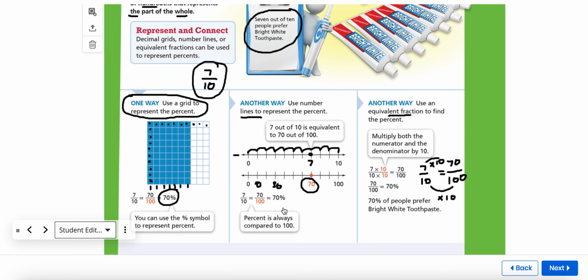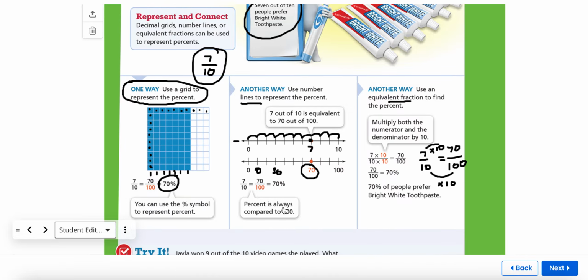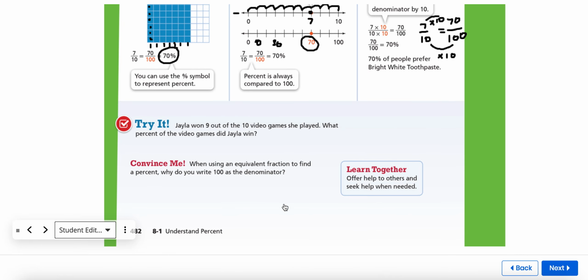So these are three different ways that you can find the percent of a number. Now let's look at the bottom of the page and let's look at the try it exercises. Jayla won 9 out of 10 video games. So we're going to underline that.